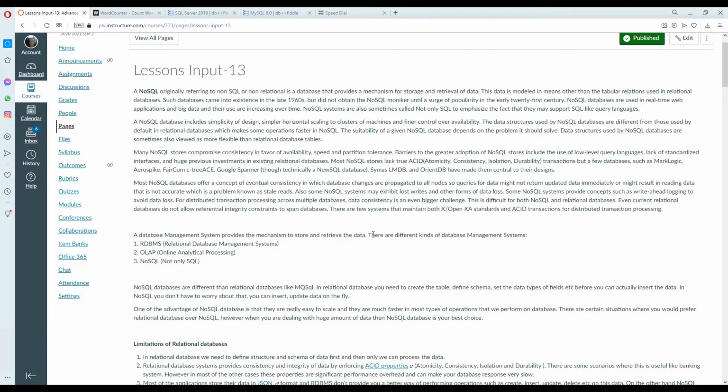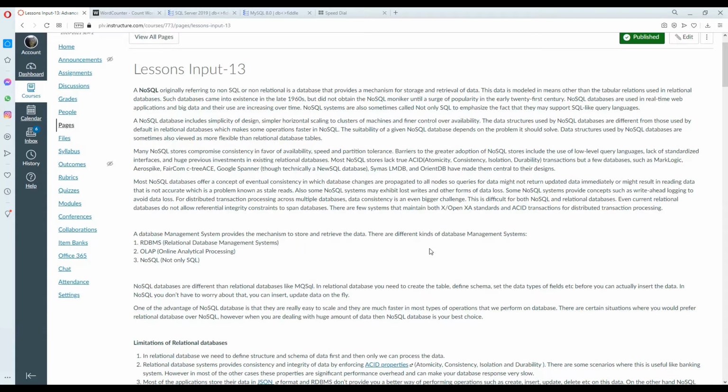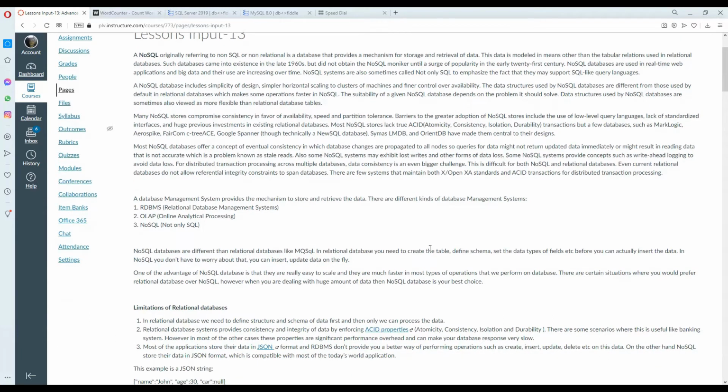Most NoSQL databases offer a concept of eventual consistency in which database changes are propagated to all nodes, so queries for data may not return updated data immediately or might result in reading data that is not accurate, which is a problem known as stale reads. Also, some NoSQL systems may exhibit lost writes and other forms of data loss. Some systems provide concepts such as write-ahead logging to avoid data loss.